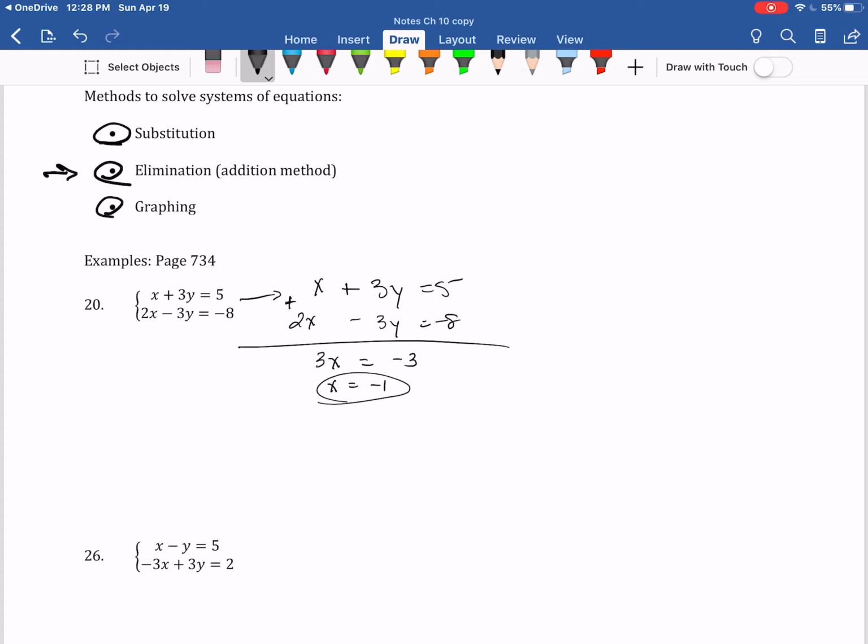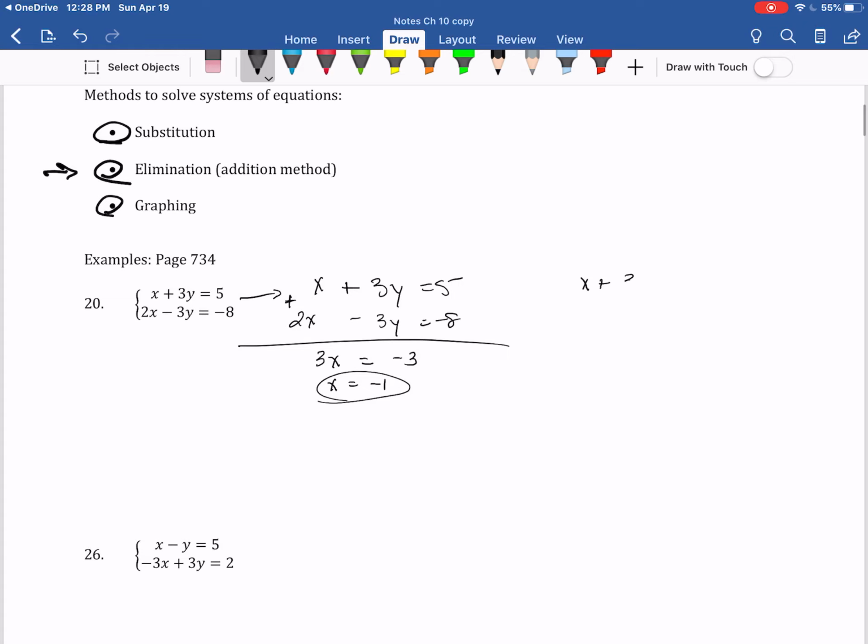And so I'm going to write the equation down that I'm going to be using right now. And then I'm going to substitute the value -1 in place of the x. And this is going to give me an equation with just y. So 3y is equal to 6, so y is equal to 2. So you're going to write your solution as an ordered pair. The ordered pair is going to be the point (-1, 2).